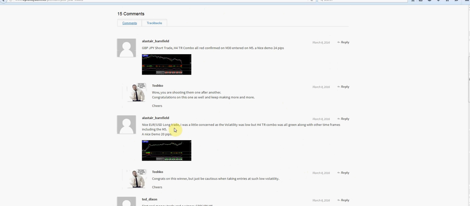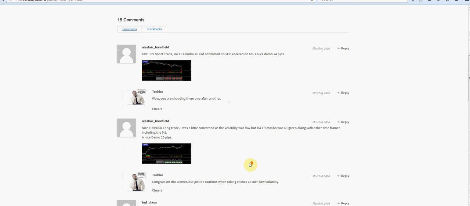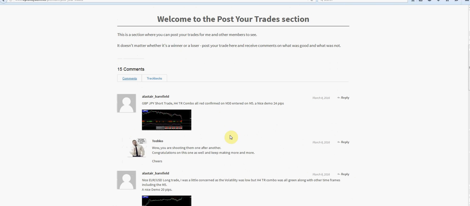All right, let's keep going up here. Nice Euro USD long trade. I was a little concerned as the volatility was low, but H4 TR combo was all green with all other time frames, including the M5. Nice demo for 20 pips. Congrats on the winner. And GBP Japanese yen short. H4 TR combo already confirmed on 30-minute. Nice on demo, 24 pips. Let's take a look at that one.